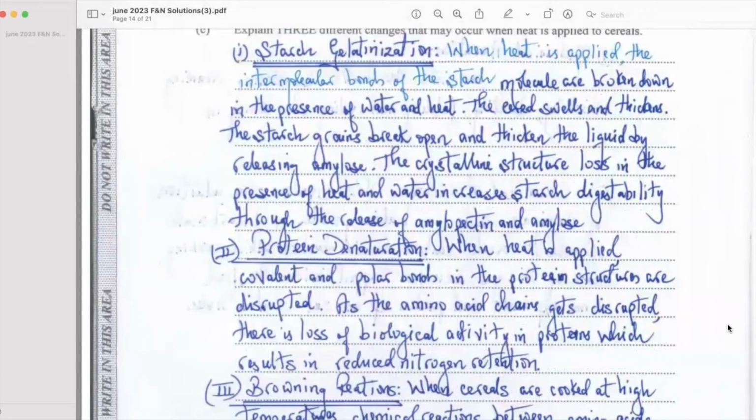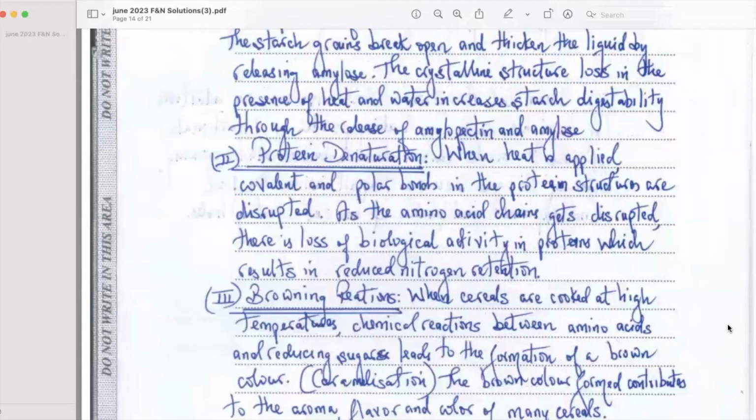For protein, when the heat is applied, the protein structures are disrupted. As the amino acid chain gets disrupted, there is a loss of biological activity in the protein, which will result in reduced nitrogen retention.